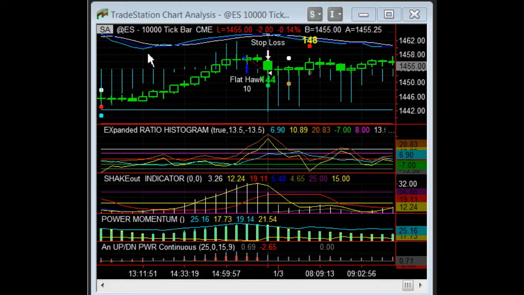But what's interesting about this one is that we can then run performance reports based on very specific scenarios, whether it's positive extremes, a higher close on a lower positive extreme.